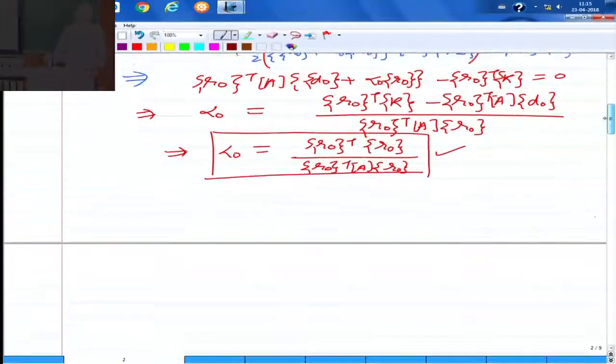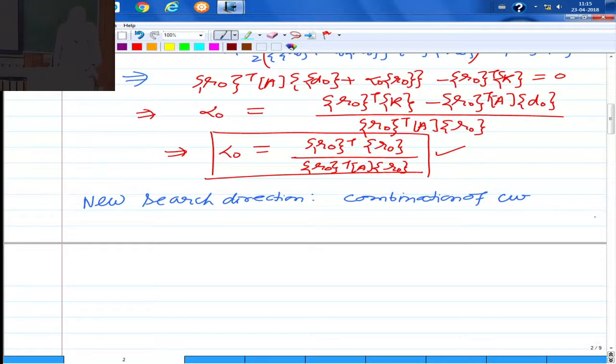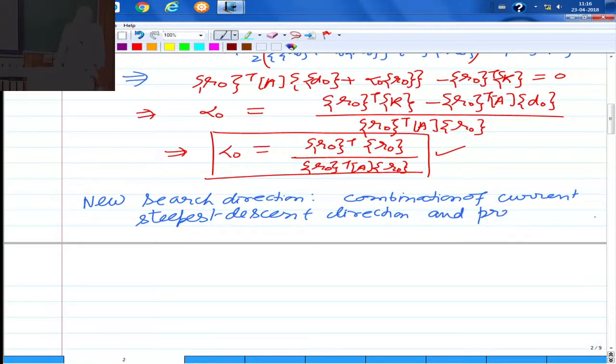So now we construct a new search direction. There are always two things, the search direction and then the line search, finding out the value of alpha. So the new search direction is taken as a combination of the current steepest descent direction and the previous search direction.